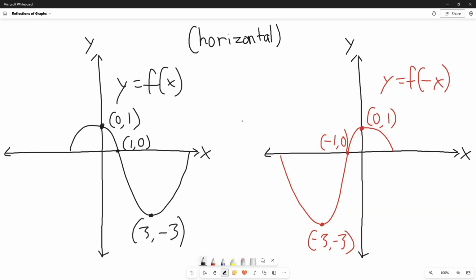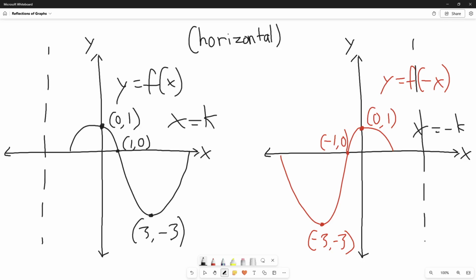And for asymptotes, we don't have any in this graph, but if you have a vertical asymptote x equals k, let's say it's right here, then on the reflected graph, it would be x equals negative k, like right here. So asymptotes are flipped as well on horizontal reflections.